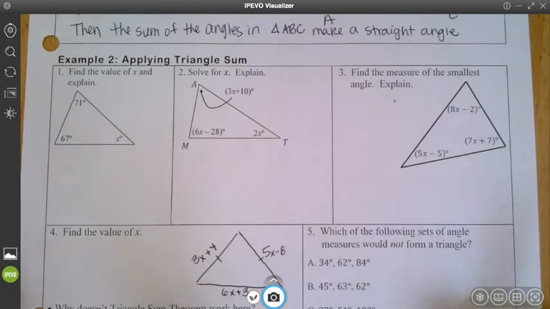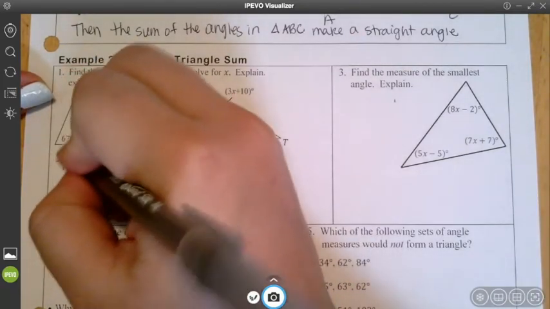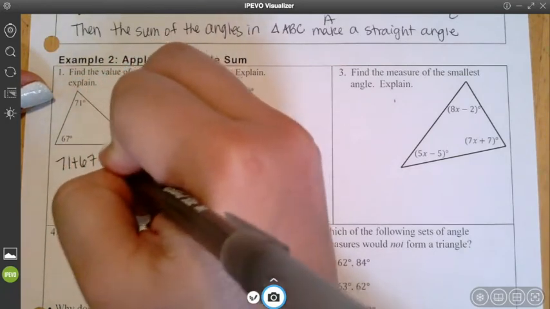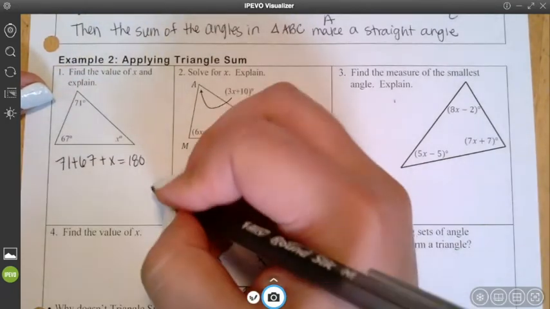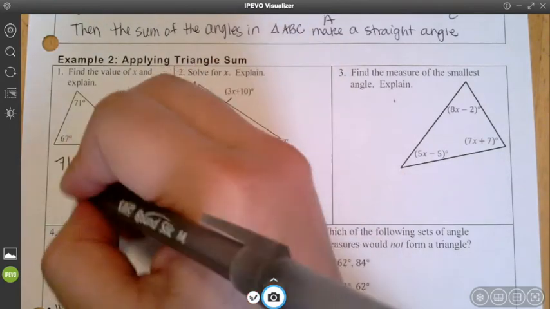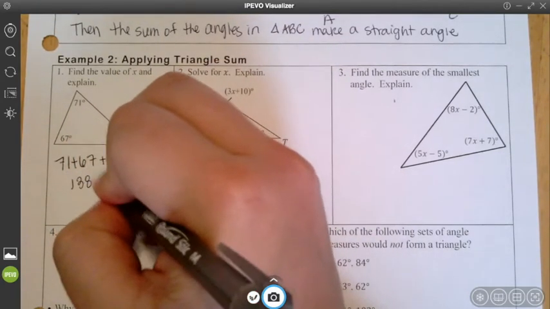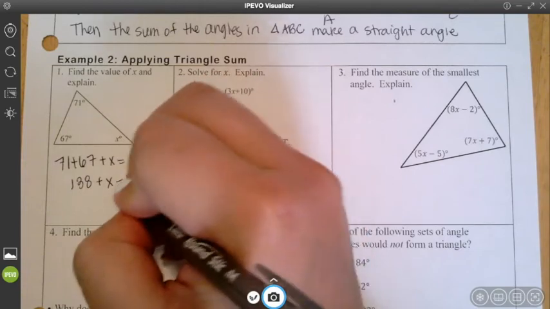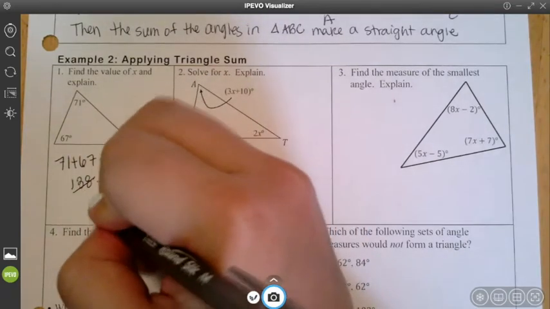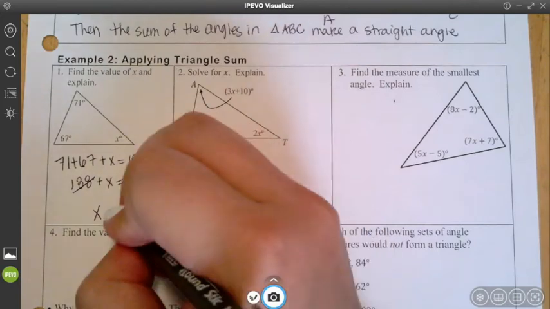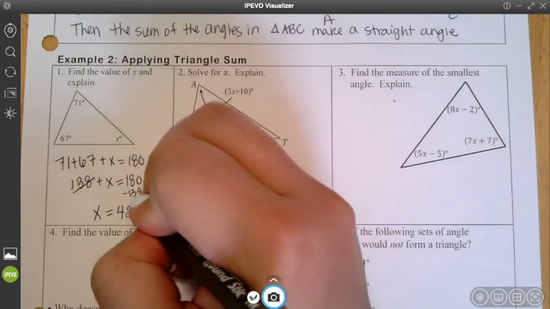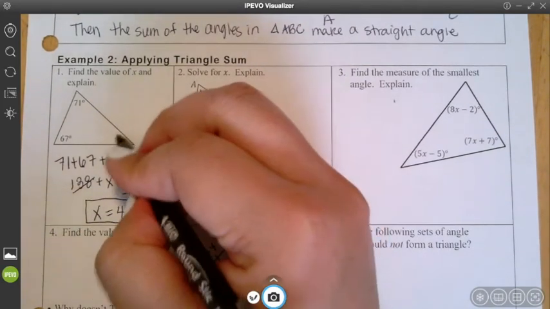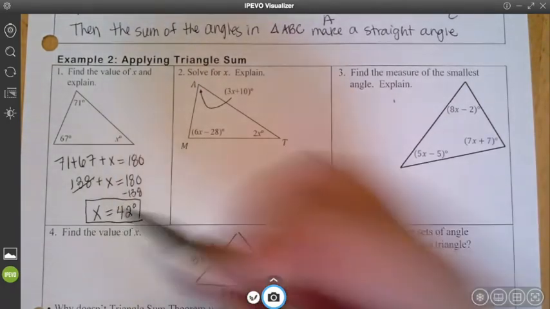Example 2, part 1. Find the value of x and explain. Well, we just said if we add up all the angles, they should equal 180. So we can say 71 plus 67 plus x equals 180. 71 plus 67 is 138, plus x equals 180, so x equals 180 minus 138, which is 42 degrees. X is the angle, and so the value of x is in degrees.